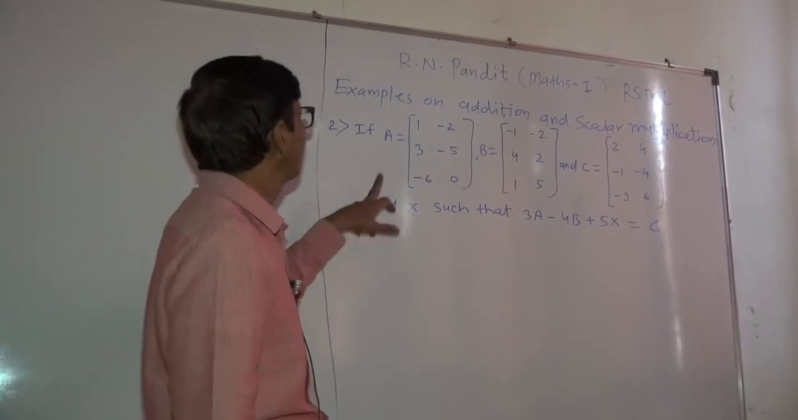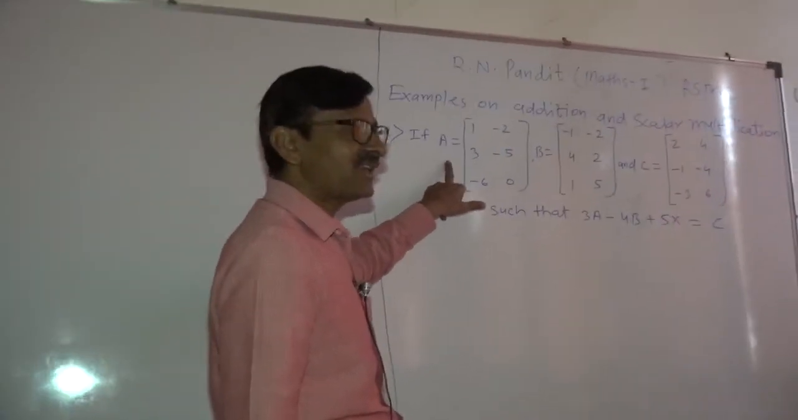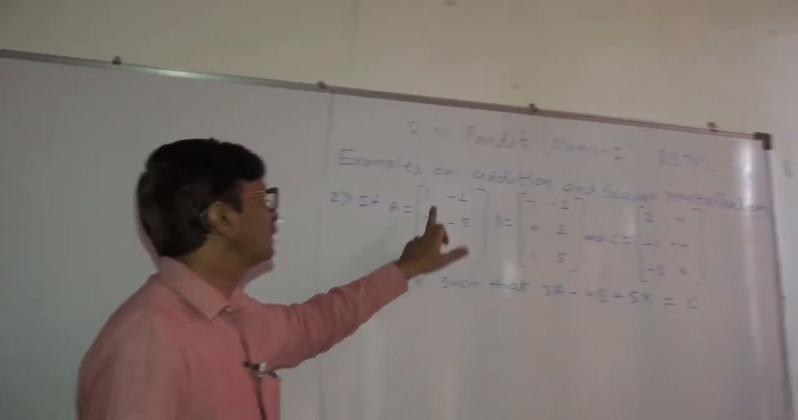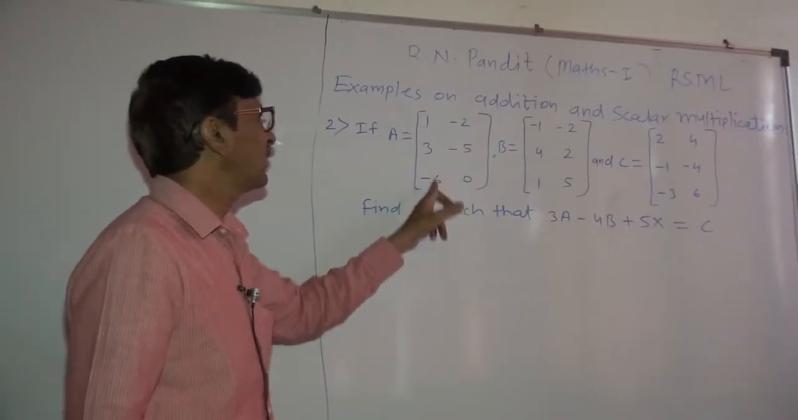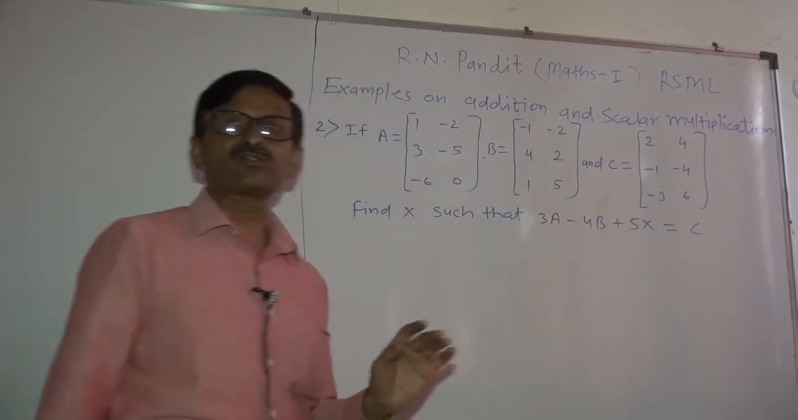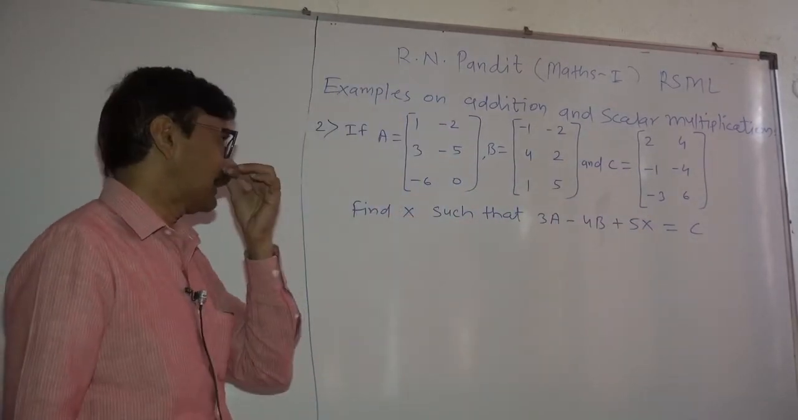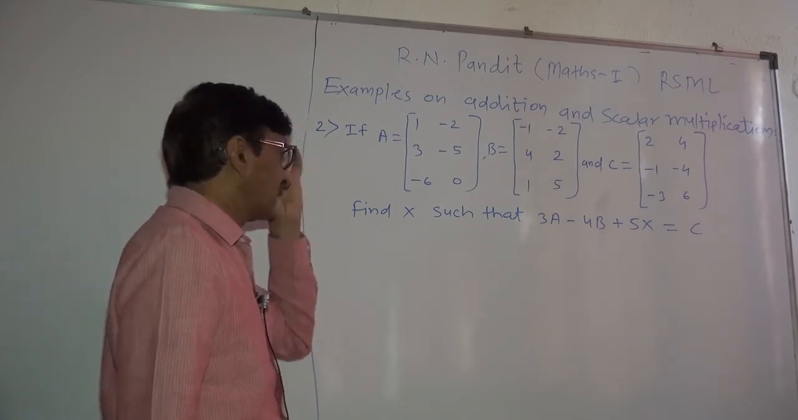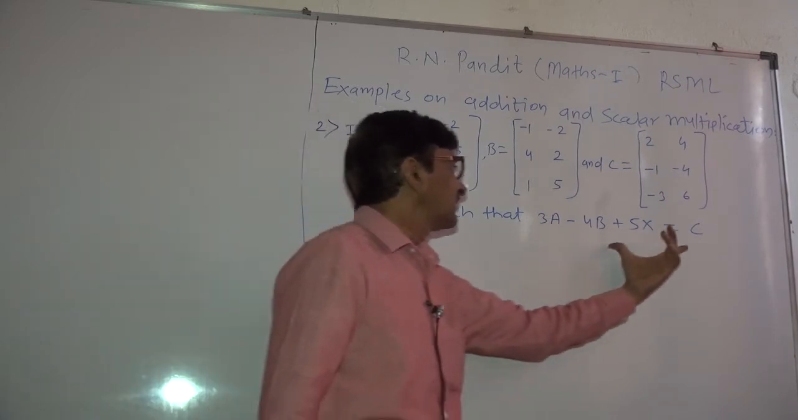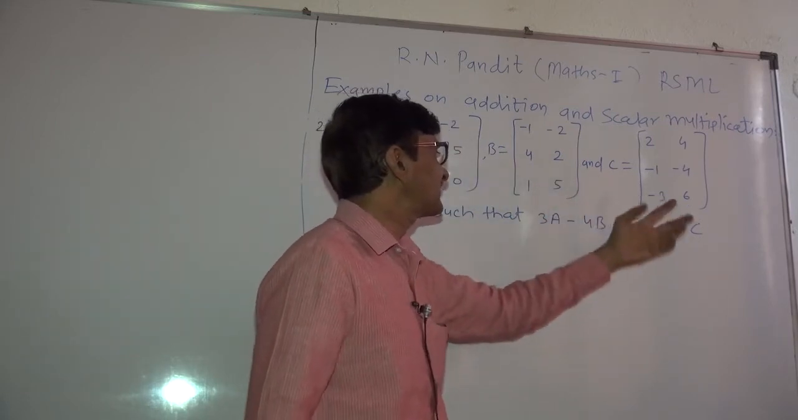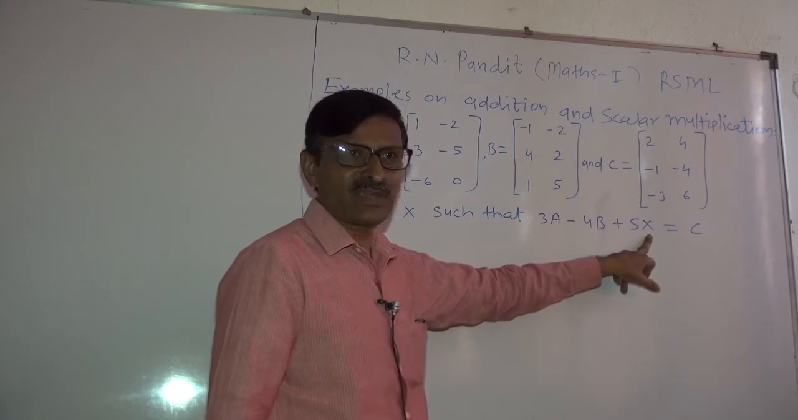Second example, what is given? Matrix A is given, which is of order 3 by 2, 3 rows and 2 columns. Similarly, B and C are also having the same order. Now, here we have to find X, given an equation in terms of the 3 matrices and also in terms of X.